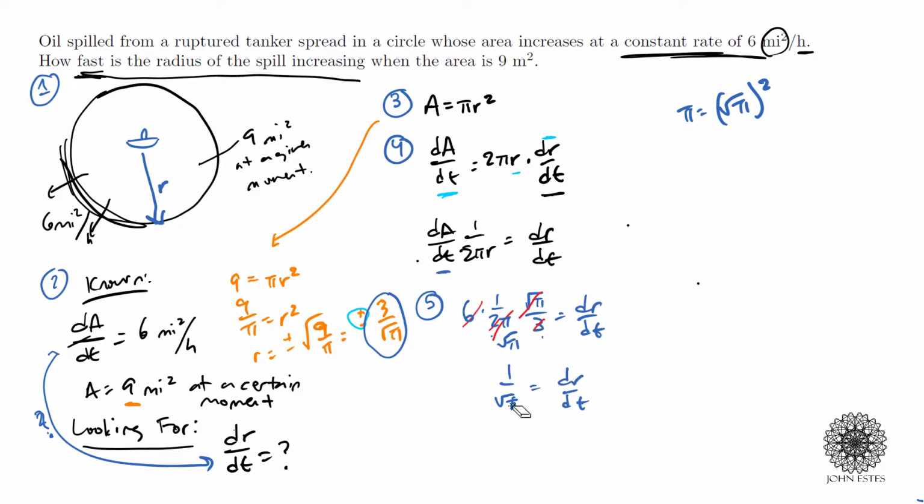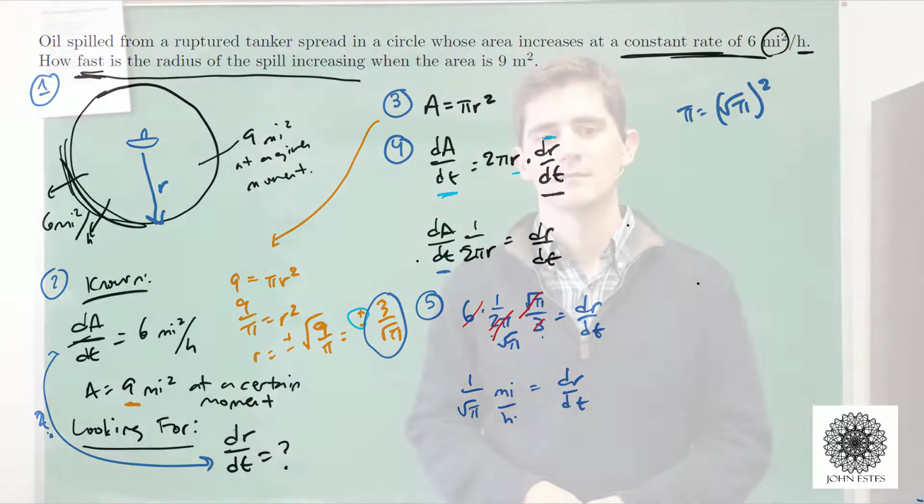And we should actually have some measurements here, okay? So this is 1 over square root of pi. What is my change in radius? It is in miles per hour. Okay, so 1 over root pi miles per hour is my change in radius.